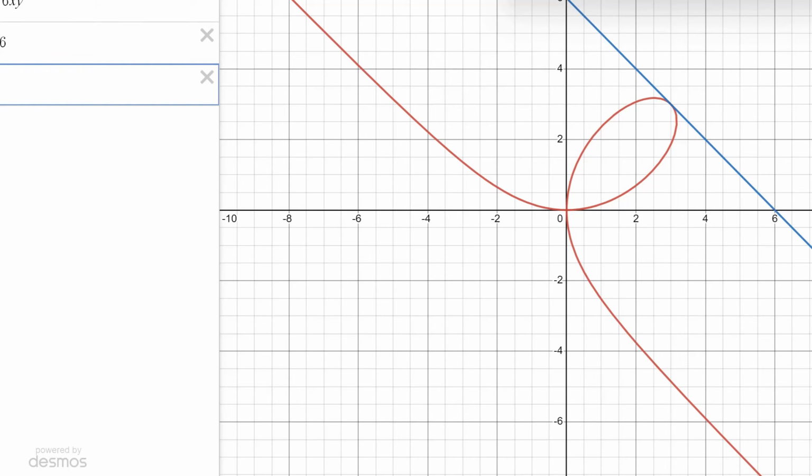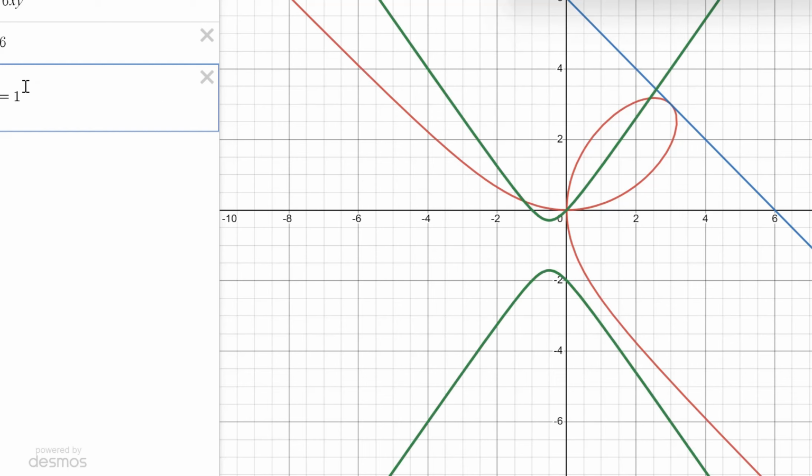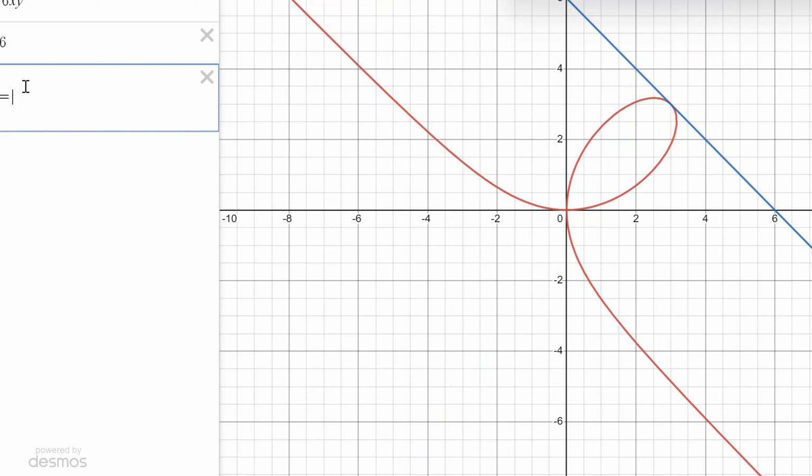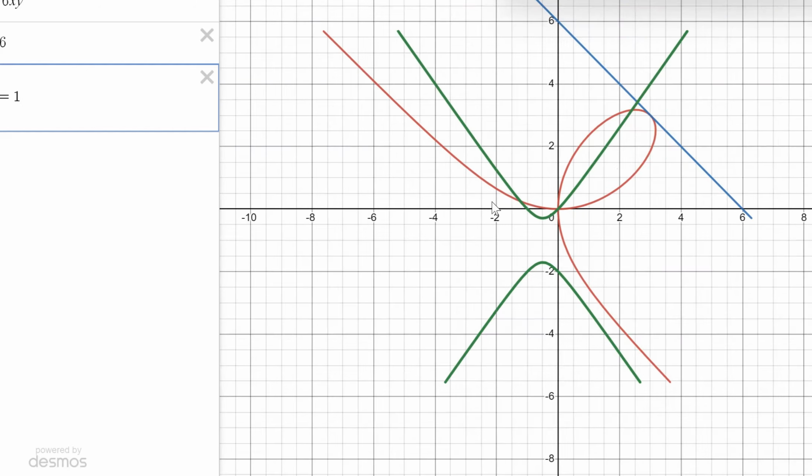And if we were to graph the derivative of this, what was it? I want to make sure I got the signs right. It was x squared minus 2y over y squared minus 2x. Actually, I can just do it this way. So there's the derivative of it.